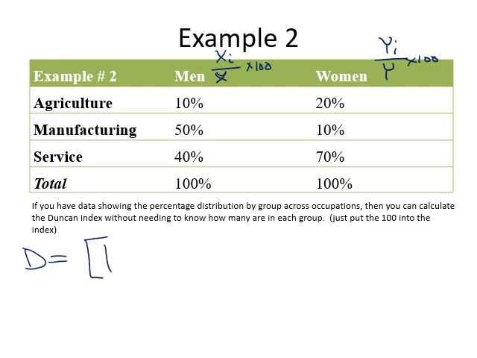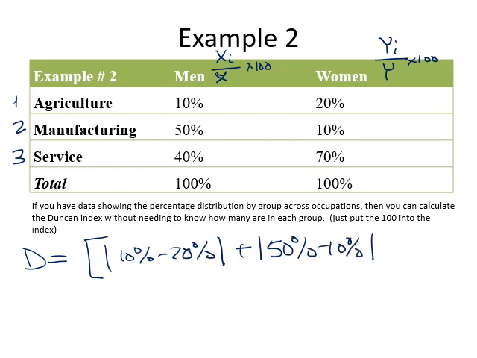Okay, so we can just do this directly. So for each term, this is 1, 2, and 3. So for this one, it's going to be 10% minus 20%, and then plus 50% minus 10%. So there's a big difference in manufacturing, and then plus 40% minus 70%. And then divide by 2. Sorry if my divide by 2 got a little bit off at the side.